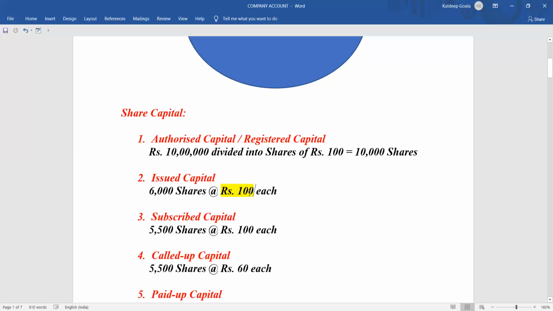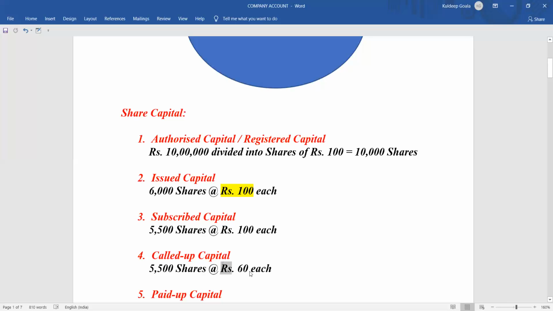So that is one option. The other one is taking the whole 100 rupees at a time. So there are two ways of doing that. Now I am referring to the situation where they are issuing the shares and raising the money in installments. Let's assume that the company has asked till now a total of 60 rupees.